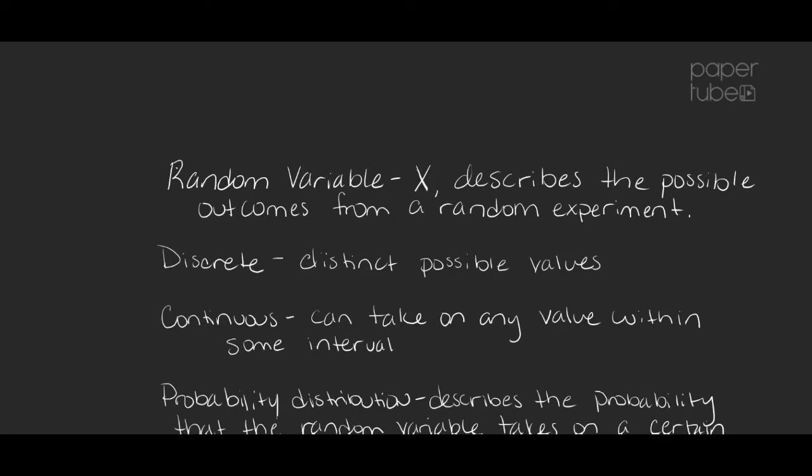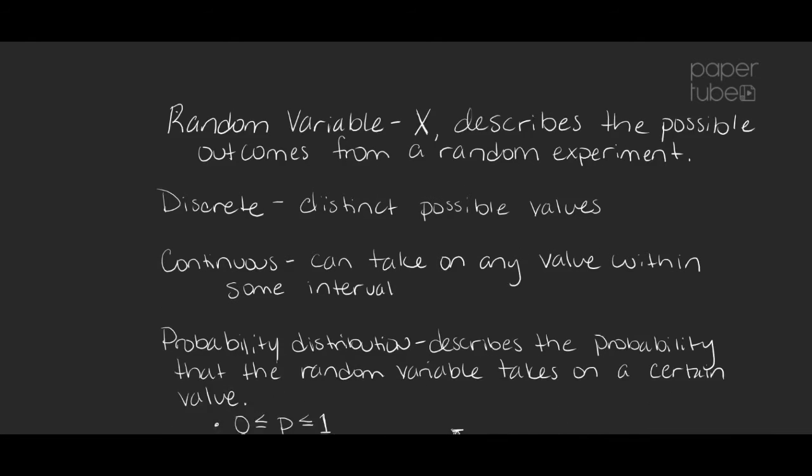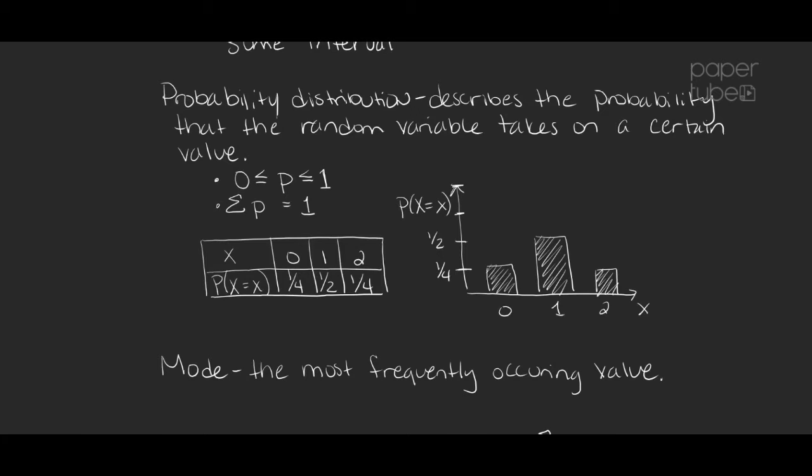A probability distribution, by definition, describes the probability that a random variable takes on a certain value. So in this case, we're talking about the probability of those discrete or continuous values occurring.